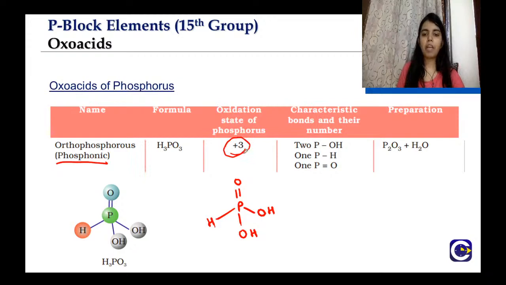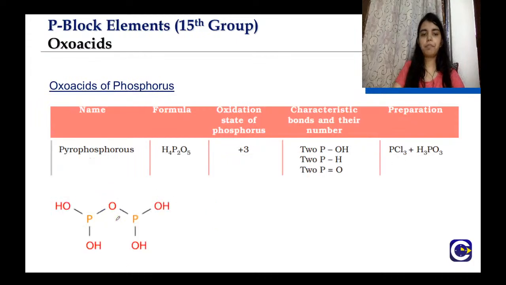How many P-OH bonds are there? 2 P-OH bonds are there. One P double bond O is there and one P-H bond is there, right? So the preparation is by treating P2O3 with water, and you can get H3PO3.